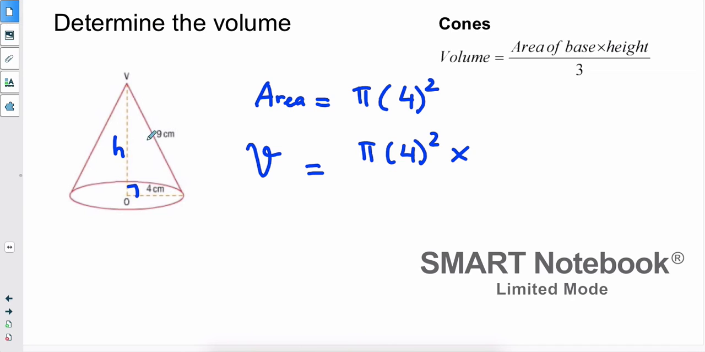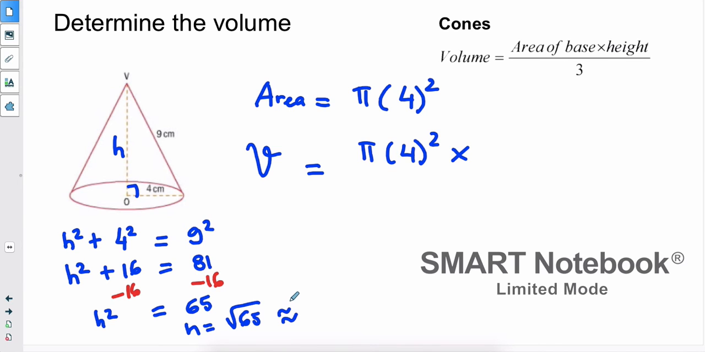And remember, because the slanting height here, 9 centimeter, is the hypotenuse, then we have to remember that it is h squared plus 4 squared equals 9 squared. And by doing a little bit of algebra, then you get h, the height, is square root of 65. We are not going to enter that in the calculator yet. We are just going to use this exact value, square root of 65, as the height.